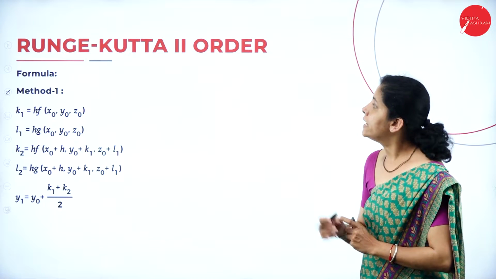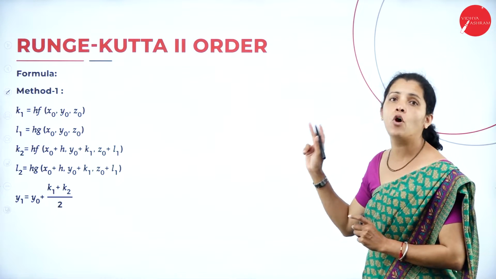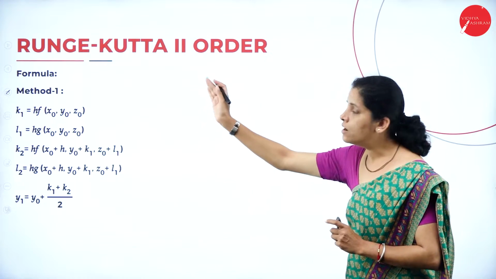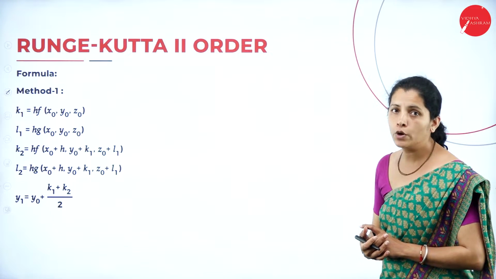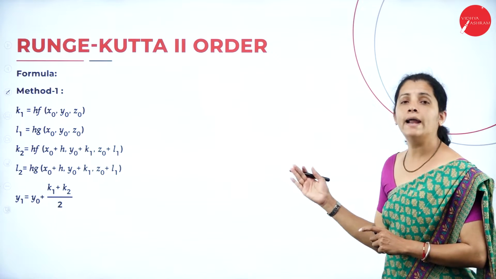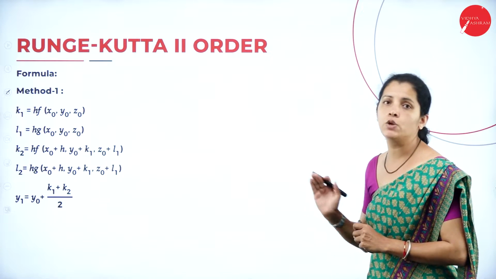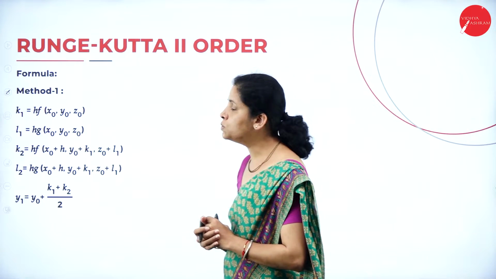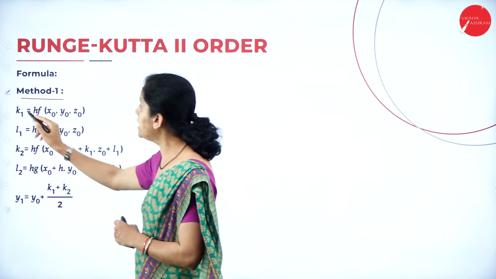So, dear student, in the Runge-Kutta order 2 method, we have two formulas, or I can follow two methods. If I go with the first method, I'm going to get the answer. Even if I go with the second method, I'm going to get the answer. So I can use method 1 or method 2, and it is completely left to you. In the sense, whichever method you feel is easy, you can use that method.